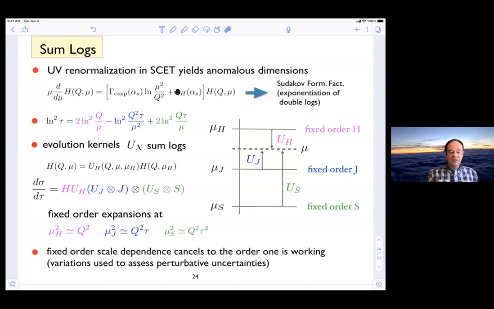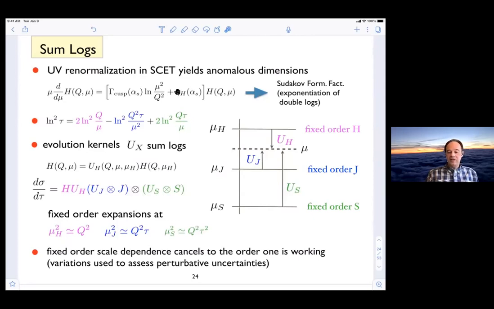So you have a sort of evolution factor that comes from solving the differential equation, as well as some kind of boundary condition. You think of specifying boundary conditions at these lines at the different scales, and then you evolve everybody to a common scale and tie them together. And that's how the factorization sums logarithms.